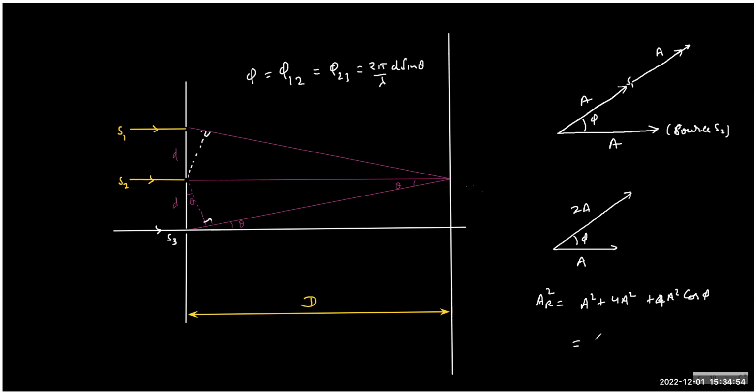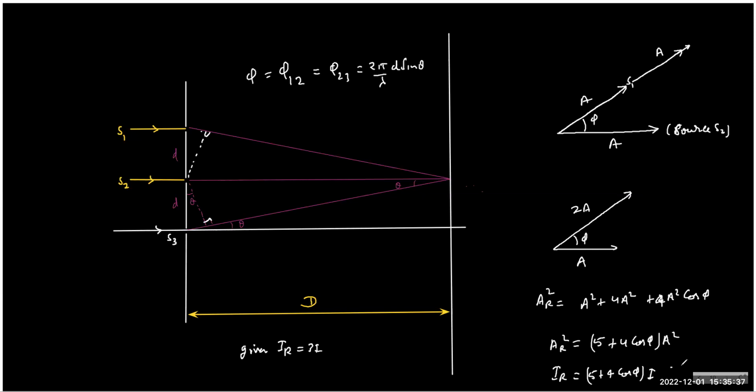So it turns out to be 5 plus 4 cos phi into A square, right? So we can say the resultant intensity is 5 plus 4 cos phi into I naught. What is given in the question? That I_R is I by 3... you can read, right? Yes, I_R is I by 3. Am I correct?